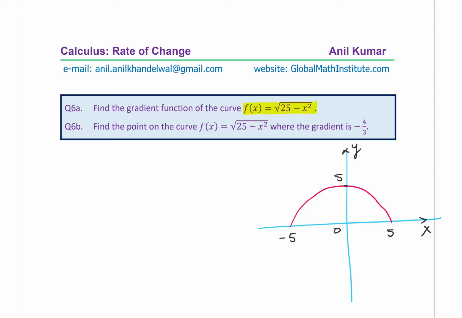Correct? Now we are saying find the point on the curve, square root of 25 minus x squared, where the gradient is minus 4 over 3. So definitely if it is minus, that means the line is coming downwards. We are expecting somewhere there, right? So you're looking for one solution. When you read it clearly, you get an idea where the point is going to be. Perfect. It's not a very difficult question. You can easily find this particular point even without doing calculations, correct?